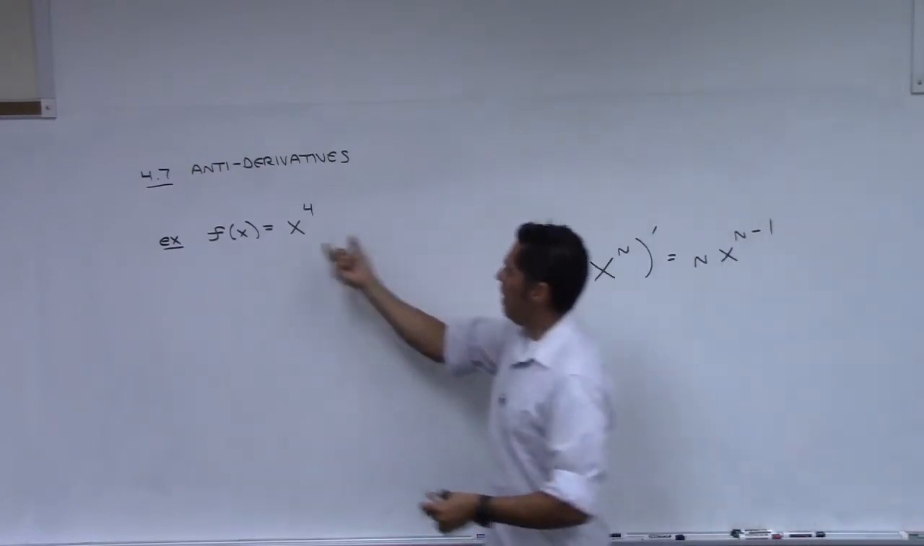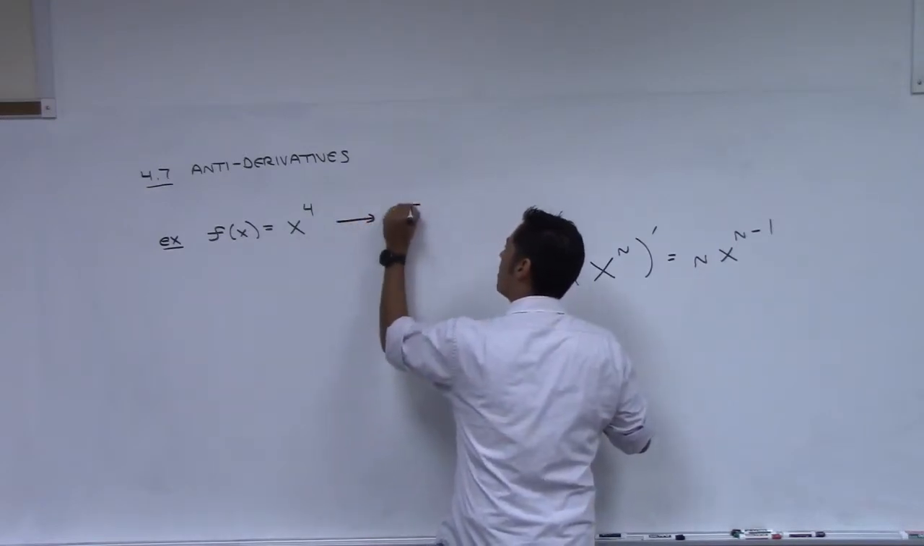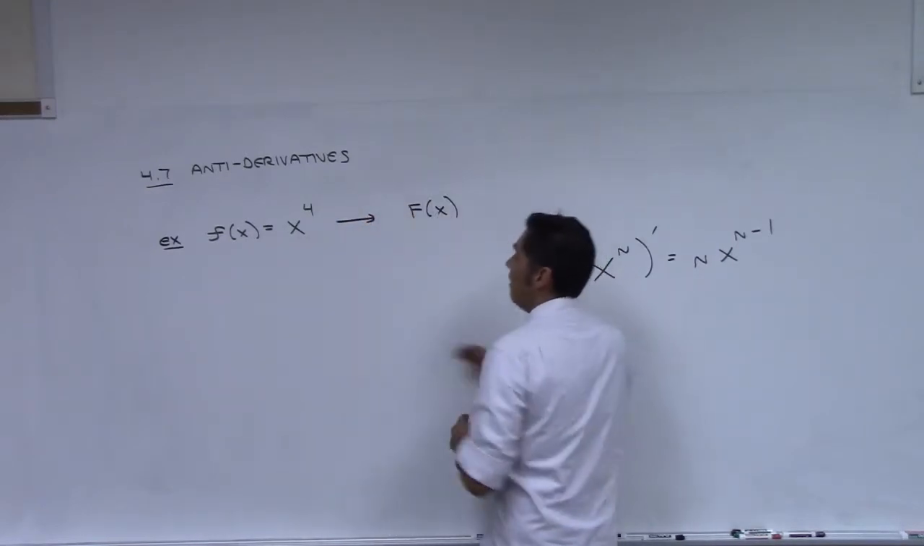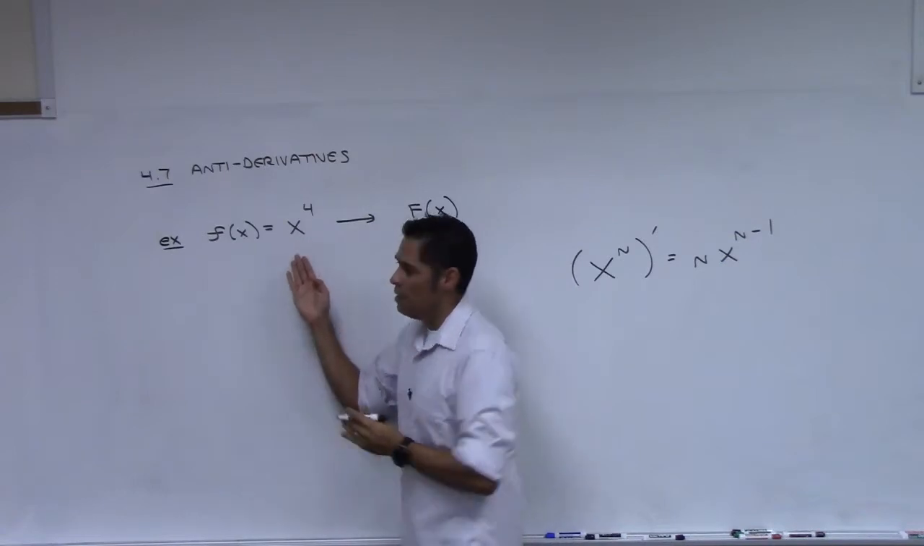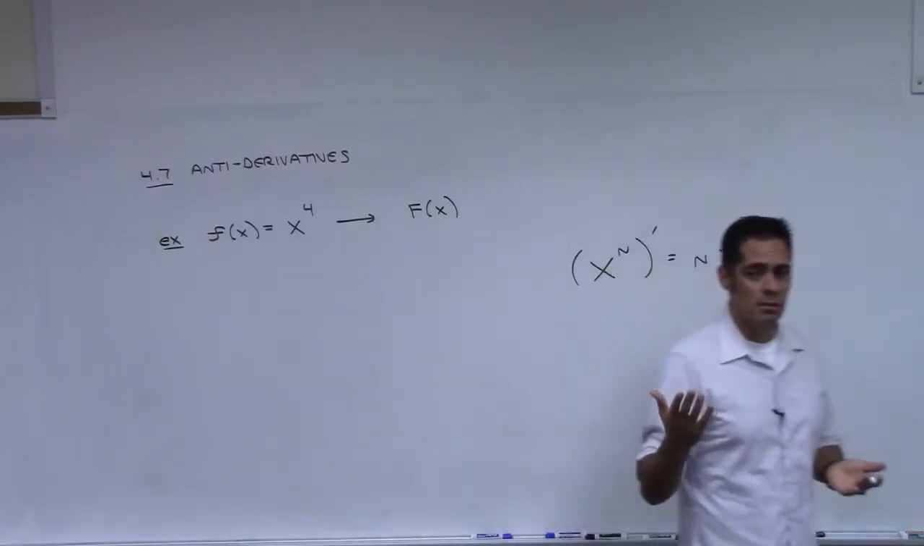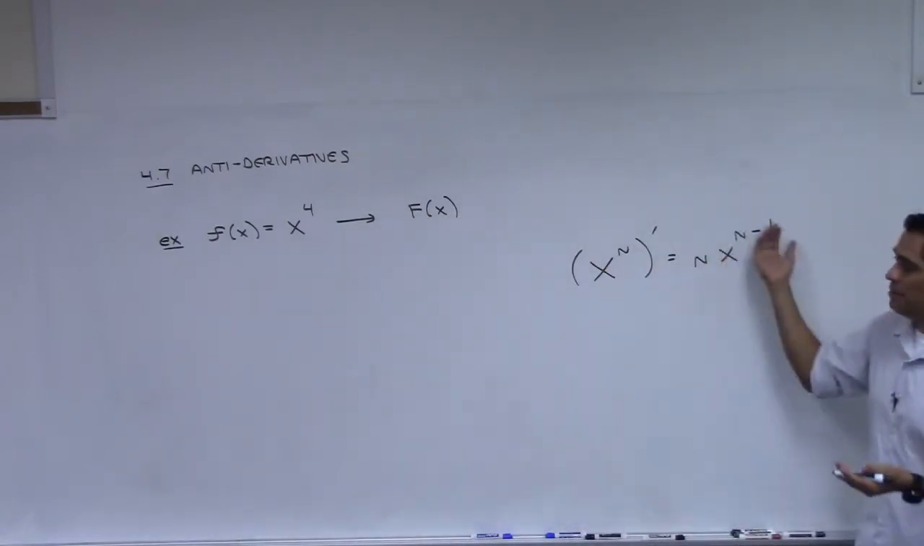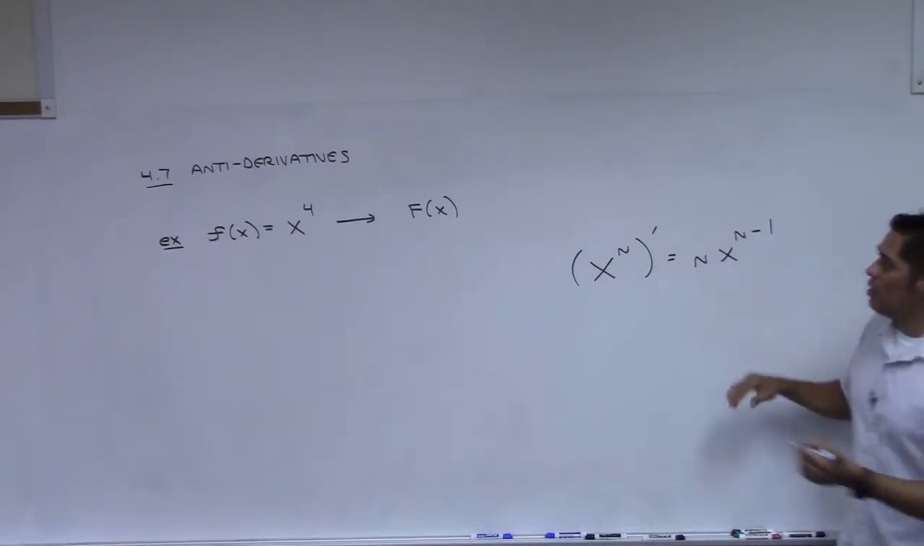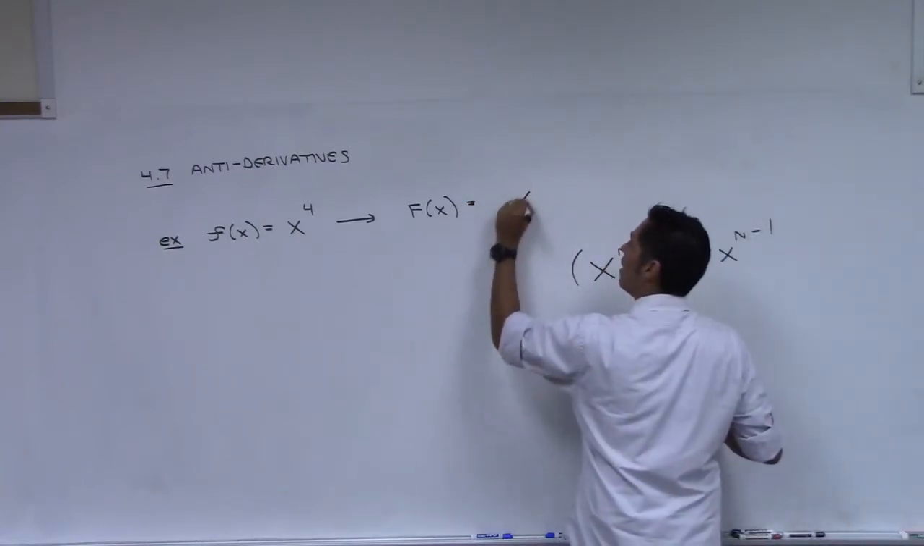So if we're going to go from x to the 4th and we've got to go back to capital F, then if this is a power function, what should happen to the power? It should go up, right? Because it has to come down the other way. So it's going to have to go up. So I know that I'm going to have x to the 5th.